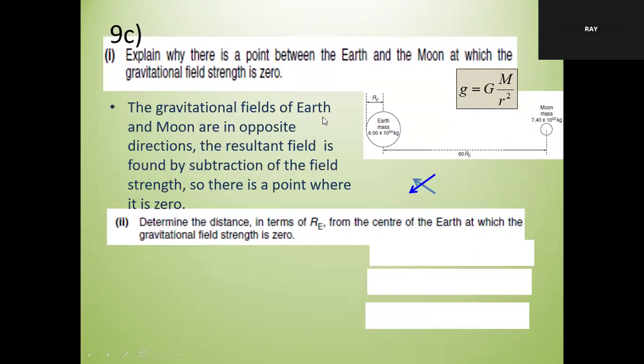Gravitational fields of the Earth and the Moon are in opposite directions. That's the key. The resultant field is found by subtraction of the field strengths. So there is a point where it is 0. Determine the distance in terms of RE from the center of the Earth at which the gravitational field strength is 0.